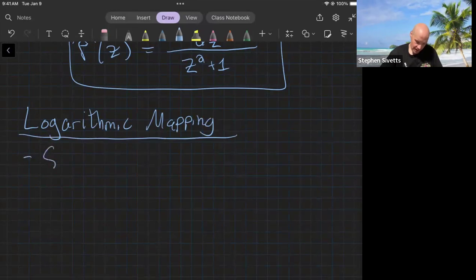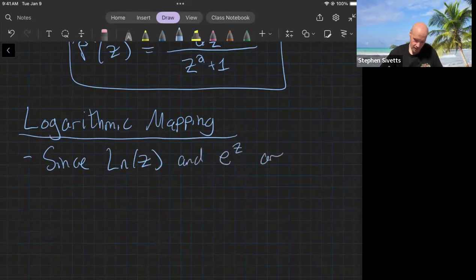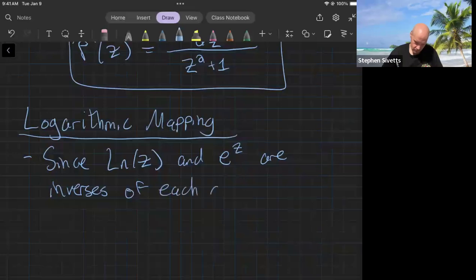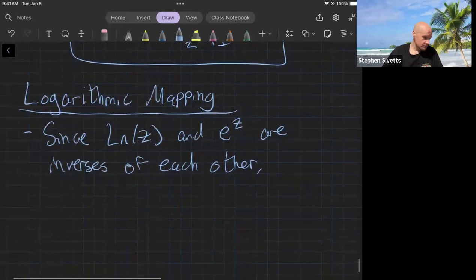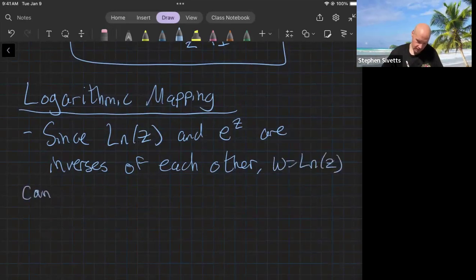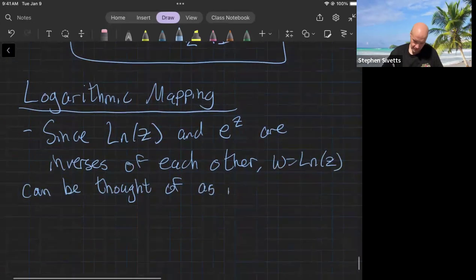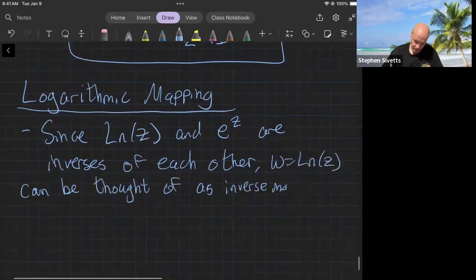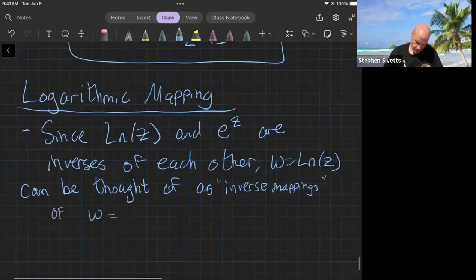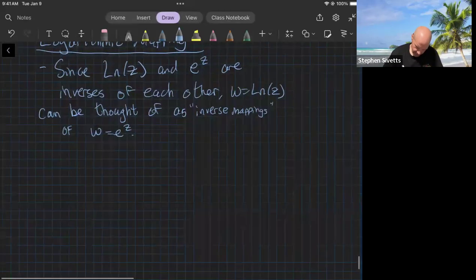And then, since we derived that the logarithm and e to the z are inverse functions of each other, this function's mapping can be thought of as inverse mappings of w equals e to the z. So let me show you what I mean by this.